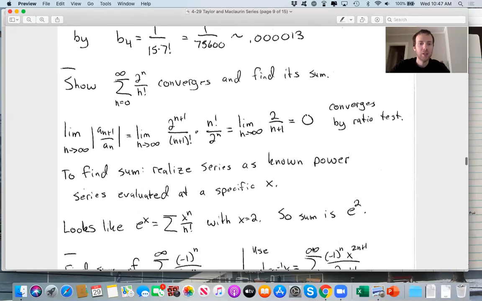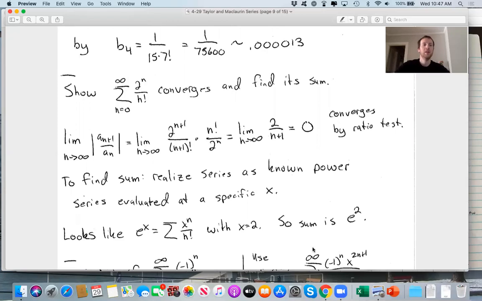Another application, quickly, is this series 2 to the n over n factorial. Show it converges and find its sum. Showing it converges is easy, or I mean, you have to do it, but it's a kind of standard ratio test problem. So you know it converges, but finding the sum, that's a very different question.